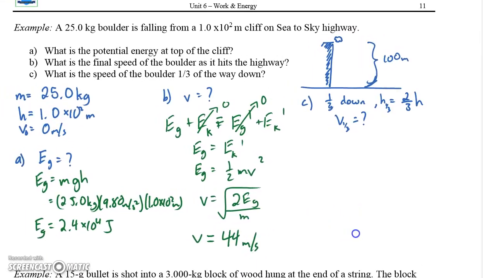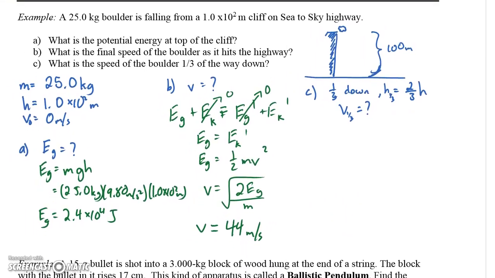And then let's take a look at C. What is the speed of the boulder a third of the way down? Now you have to make sure you're thinking about what that means in terms of its final height. A third of the way down means there's still 2/3 off of the ground. So your height is 2/3 of 100, which would be 66.6666, but I'm actually going to leave it as 2/3 of that h, just because that's easier to write than 66.666666 meters.